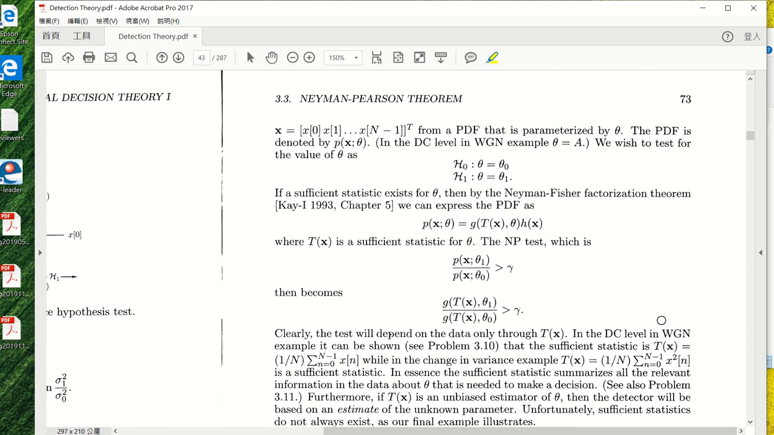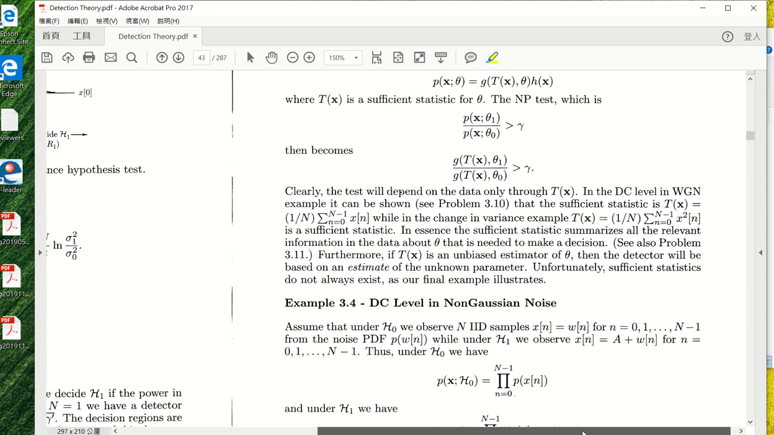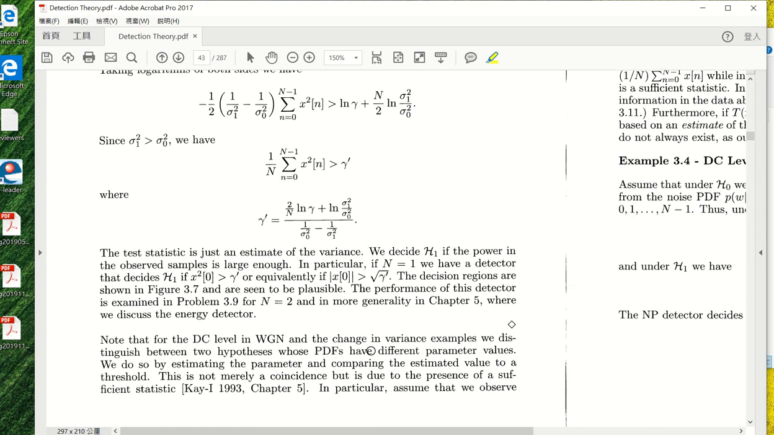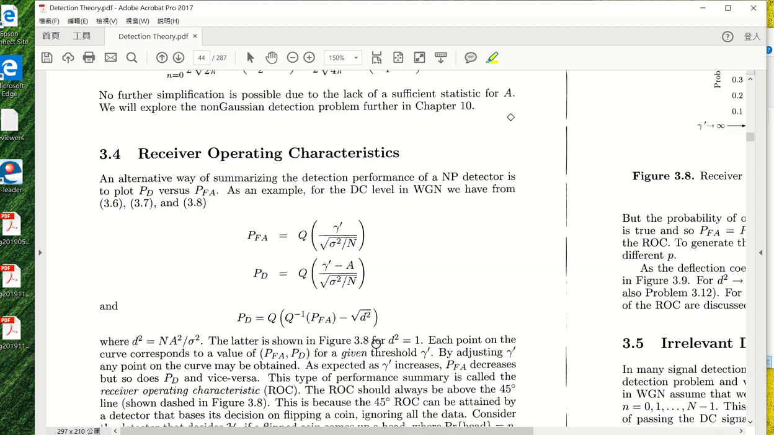You see that there are DC level in non-Gaussian noise. Non-Gaussian is a bit more complicated. Alright. So now we go to this receiver operating characteristic. We have talked about PD, PFA, and some examples.